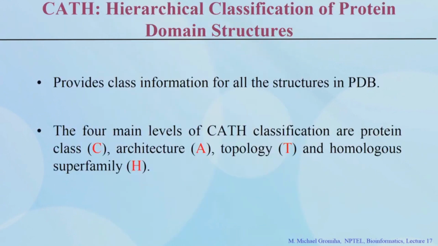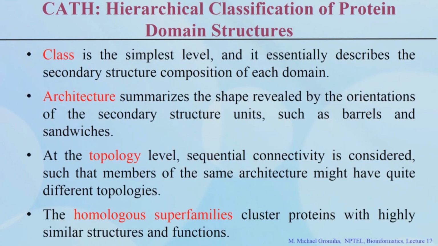Similarly, there is another server, also a kind of database, called CATH. Here also they try to classify the structures based on class, similar to SCOP, and the architecture, the topology and the homologous superfamily. The word CATH stands for C for class, A for architecture, T for topology and H for homologous superfamily. So, what is C, what is A, what is T and what is H? Class is the simplest level, the 4 different classes we just discussed. What are the 4 different classes?